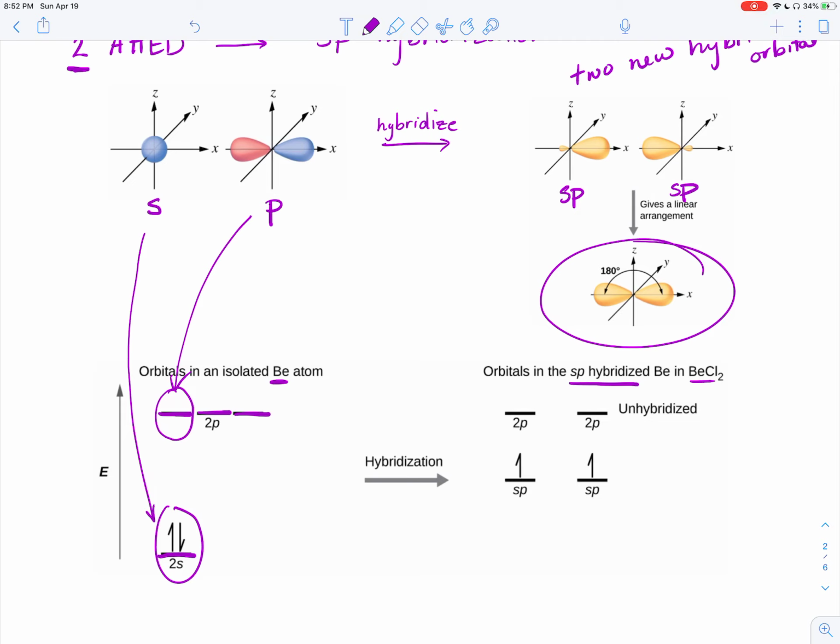We will hybridize them, creating 2 new orbitals that now have different energy levels. If you'll notice, this energy level goes up and this p also goes down. But this 2p right here still exists. They're unhybridized. But now you've created 2 new orbitals in place of the original 2p and the original 2s that are called sp. And there will be an electron in each one of those. So this is what we call sp hybridization.